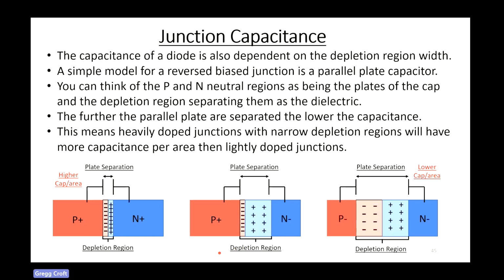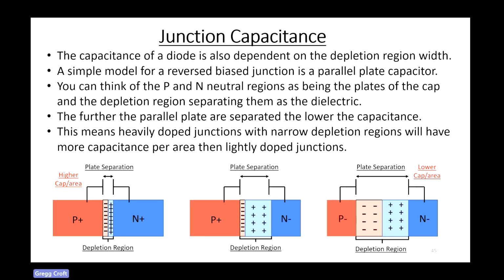Let's talk about junction capacitance. So the capacitance of a diode also depends on the width of the depletion region. And a very simple model for a junction capacitor is a parallel plate capacitor. And if you think of the P and N regions as being the plates of the capacitor, and the depletion region in the middle as being the dielectric, you can kind of see it really looks a lot like a parallel plate capacitor. Now the spacing between the plates is basically the width of the depletion region.